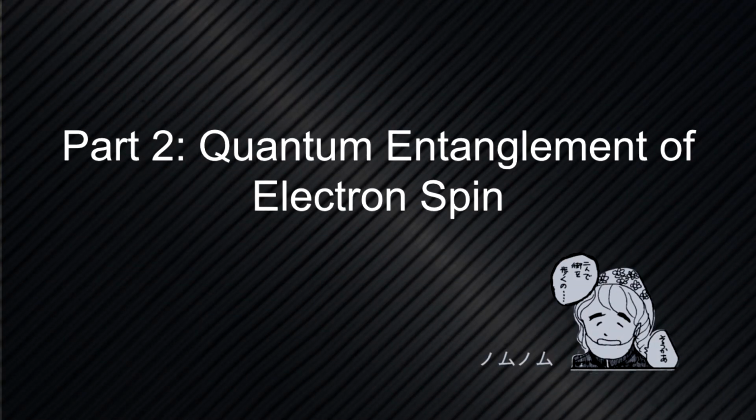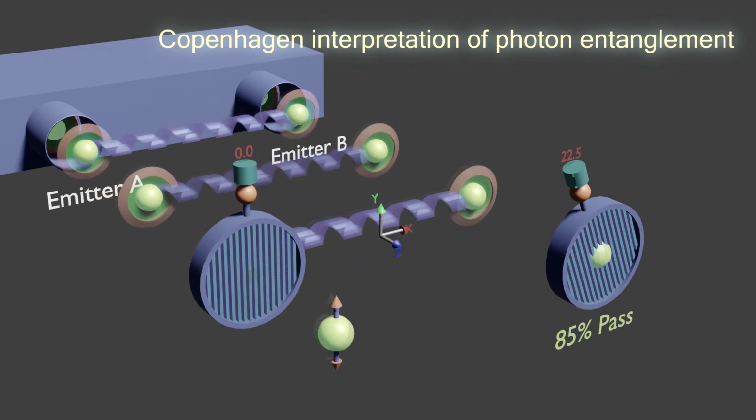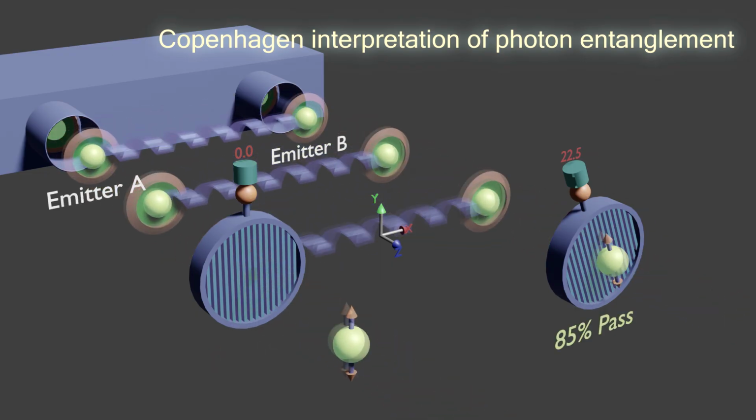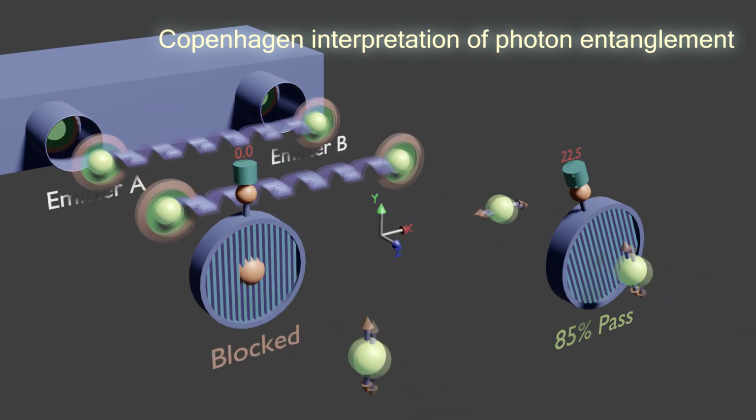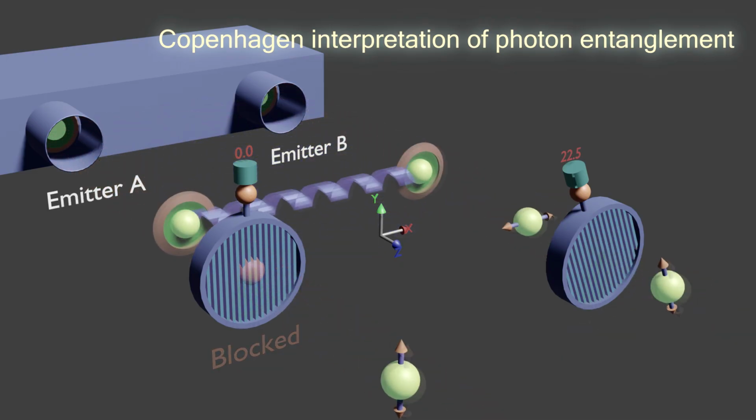Part 2. Quantum entanglement of electron spins. This is an animation that explains the behavior of photons using the strong Copenhagen interpretation in the case of quantum entanglement of photon polarization, which I explained in a previous video.